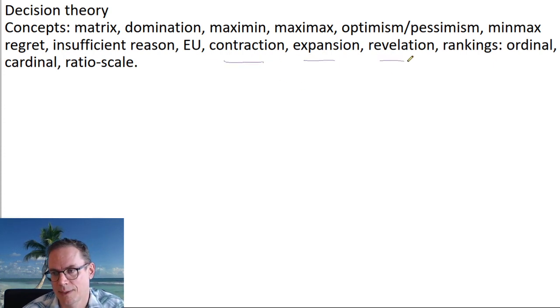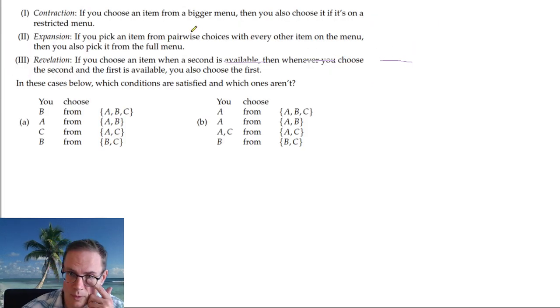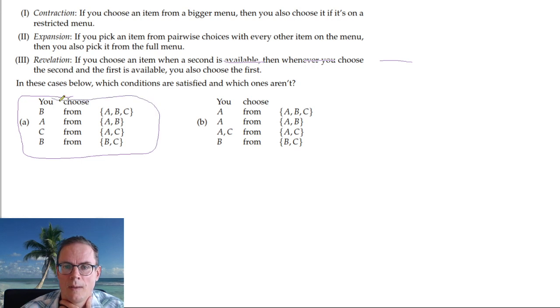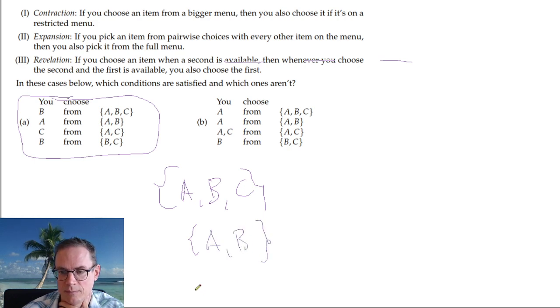Another few concepts we talked about were the concepts of contraction, expansion, and revelation. Now, it's not important for you to memorize those. I will give the formulation, but you have to be able to apply them. And so here's an example where you apply them. This is the exercise we talked about last week. There's a menu of choices, A, B, and C. That's the full menu. Then there are restricted menus, A, B, or A, C.